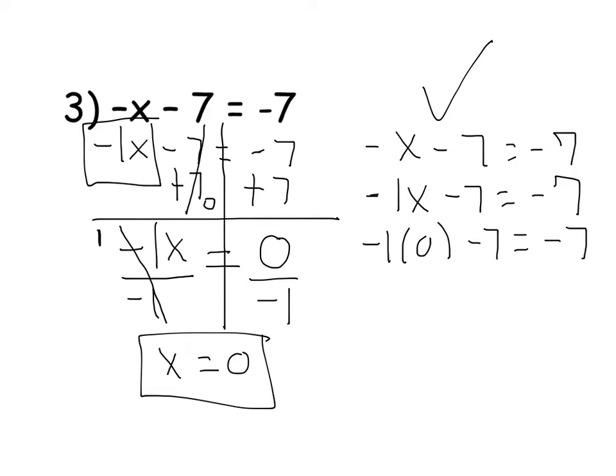Use your calculator. -1 times 0 is 0, 0 minus 7 is -7. I bring down the other side, -7. Is that a true statement? It is. It checks.